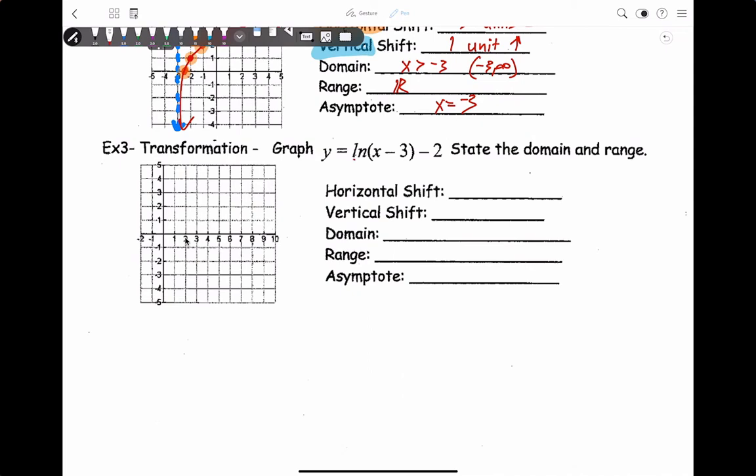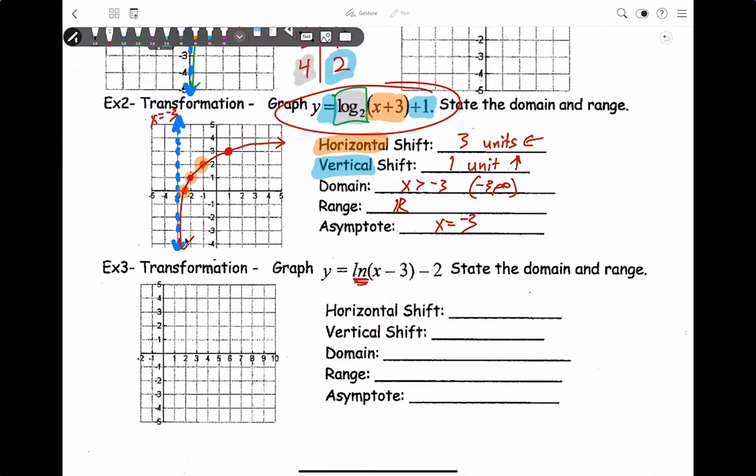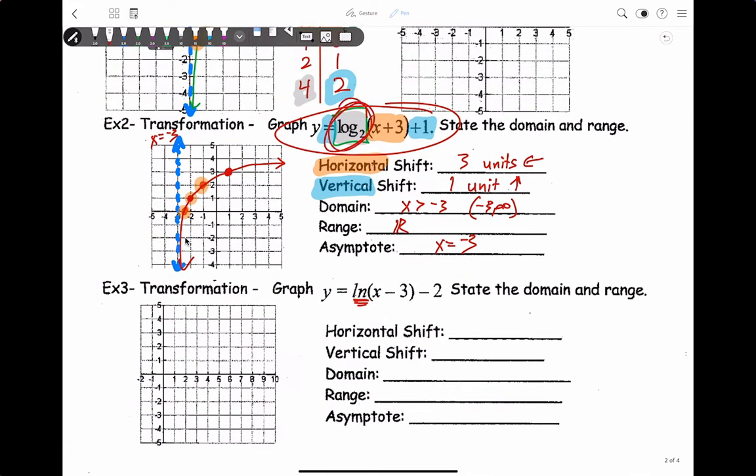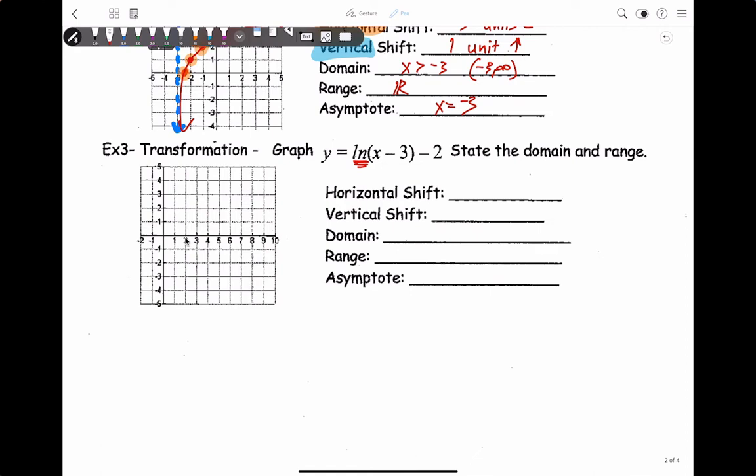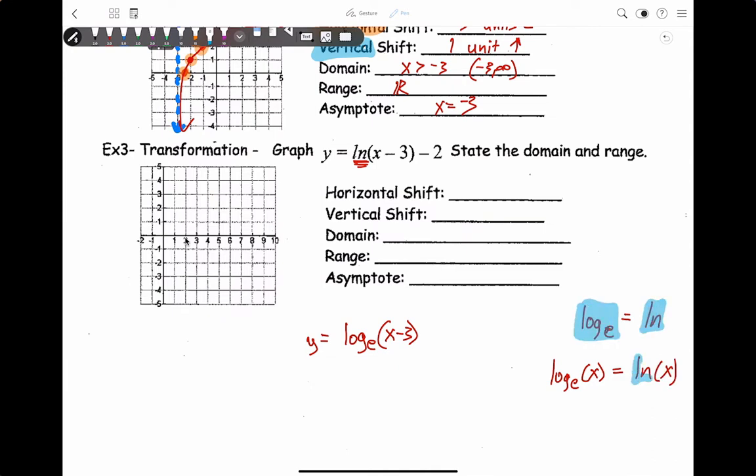So this one is a natural log function. I'll tell you right now, just like we saw this one as a base of 2, the natural log could also be rewritten as log base e. So when you see log base e, it's the same as just writing the natural log. So if I had log base e of x, this is the same as the natural log of x. Because again, wherever you see it with the base of e, it is the same as that natural log.